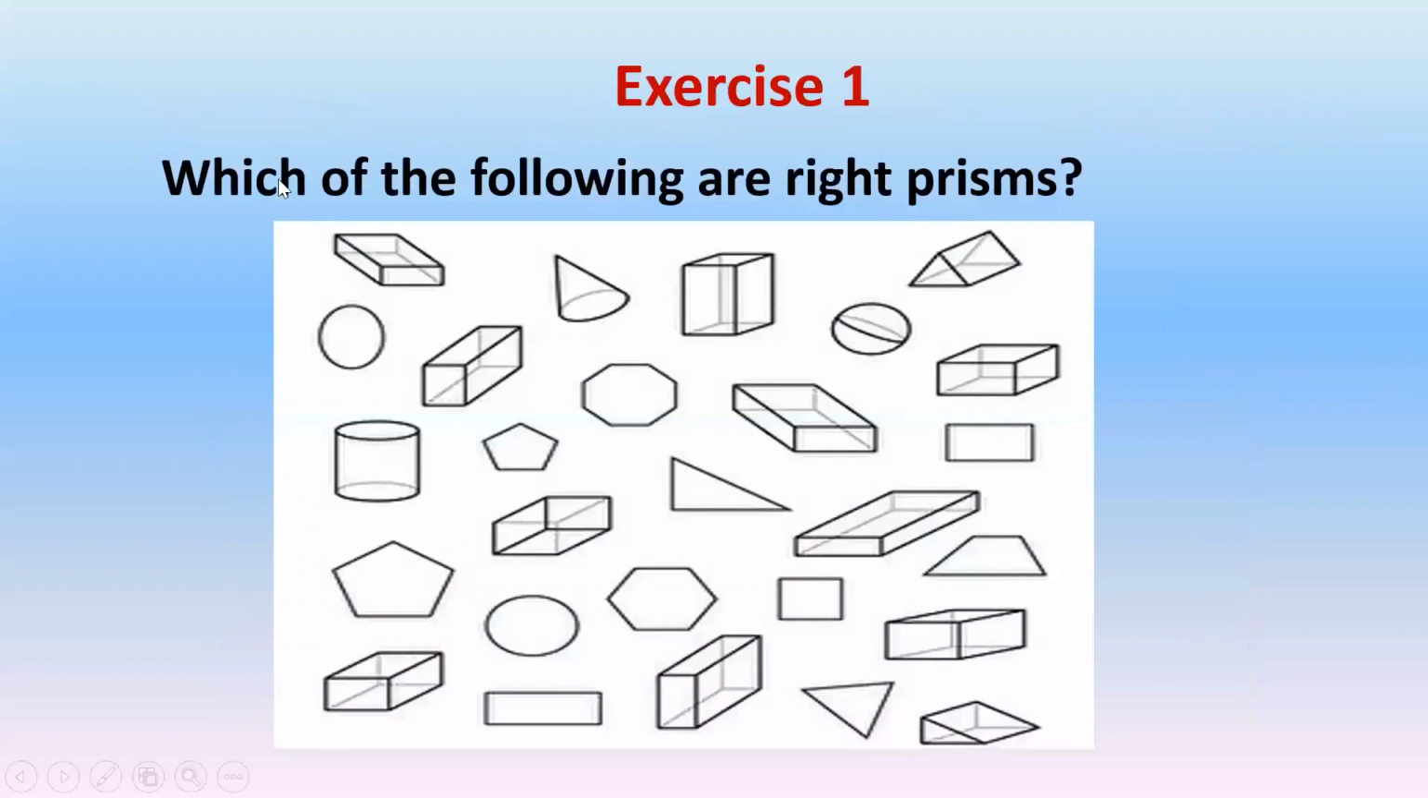Exercise 1. Which of the following are right prisms? For example, figure 1 here has identical ends which are perfectly aligned and the lateral faces are rectangles. Therefore, it is a right prism. This one is a circle, not a right prism. This one is a cone, not a right prism. Now that I have given you a few examples, you can complete this exercise on your own.